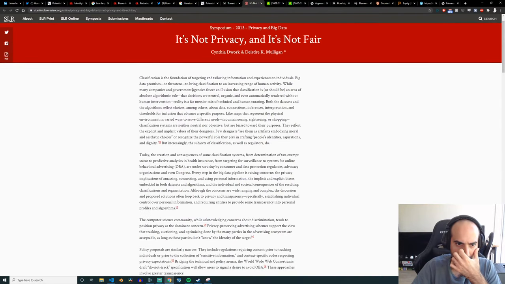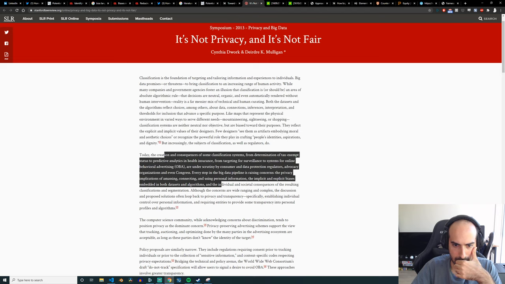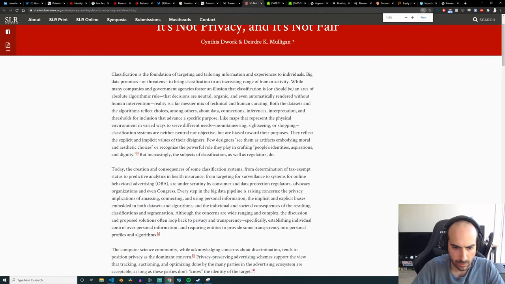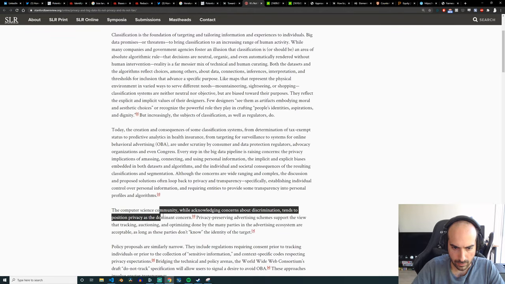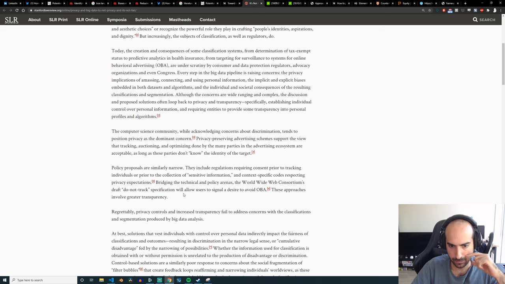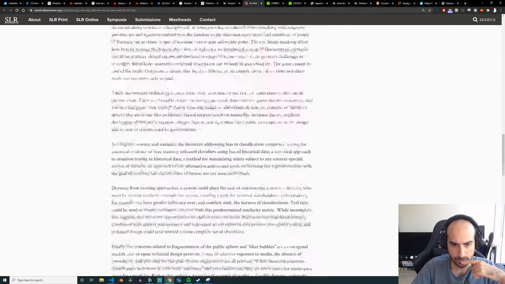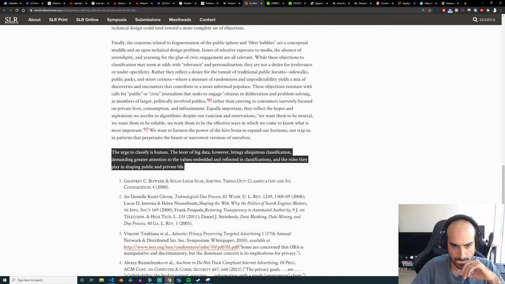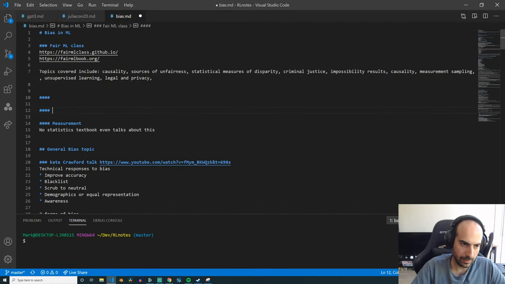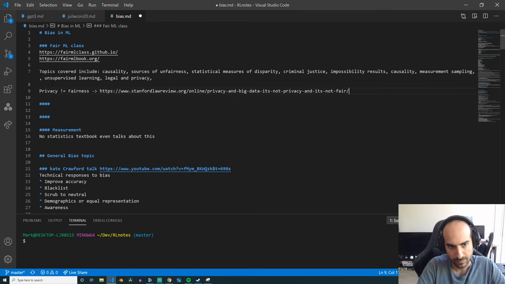Okay, it's not privacy and it's not fair. Does this mean like the font here looks really weird? It's like breaking apart. It's better now. Okay, so I guess like this is sort of simple. Privacy is not fairness. This is a tutorial.